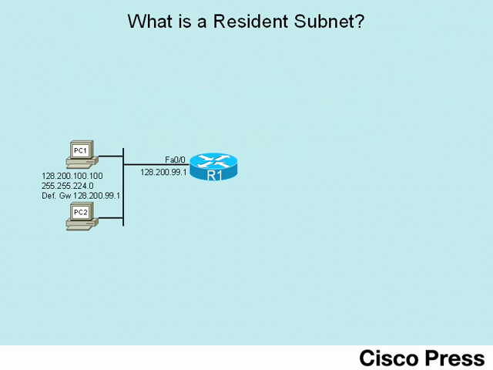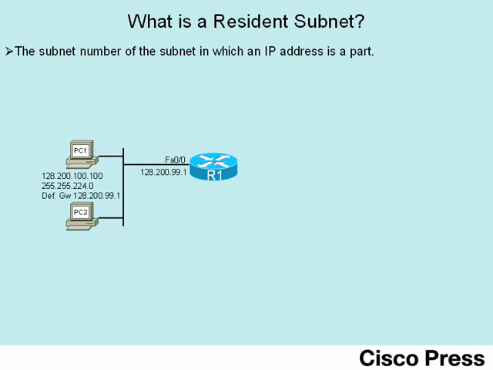Before taking a look at the process, let's take a closer look at what I mean by resident subnet. Every IP address assigned to a host when subnetting is used is inside a single particular subnet. So the resident subnet is the subnet number of the subnet in which an IP address resides, or an IP address is a part of.